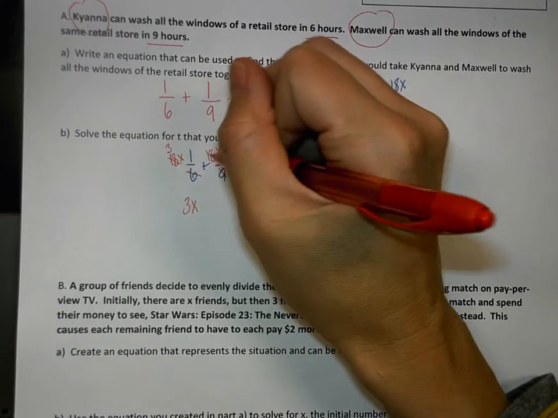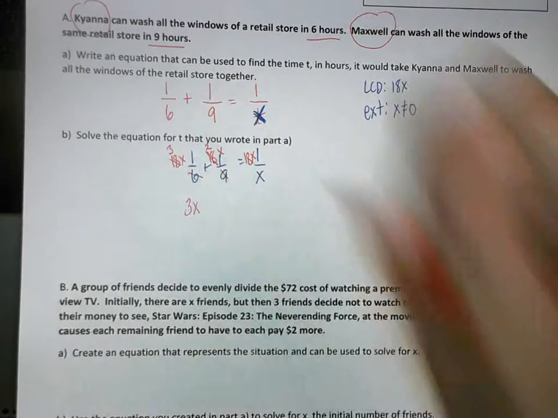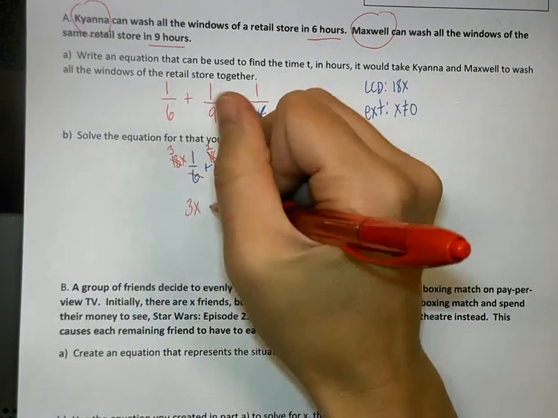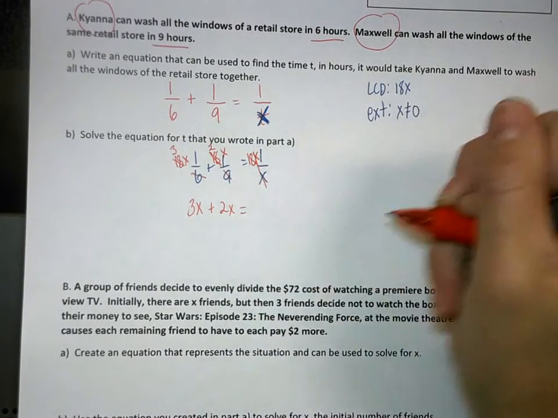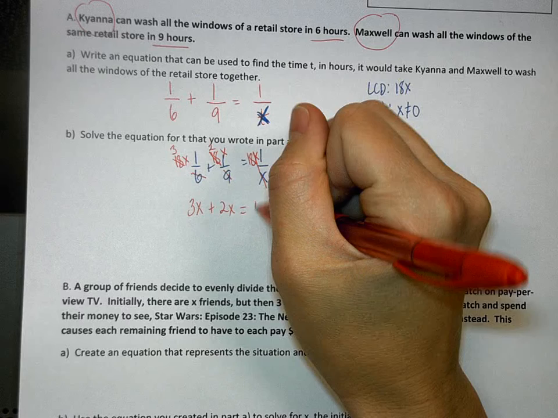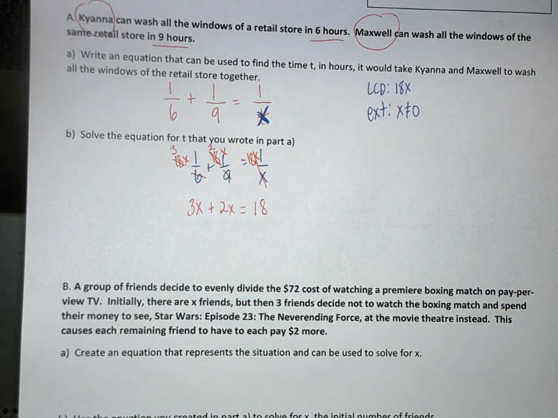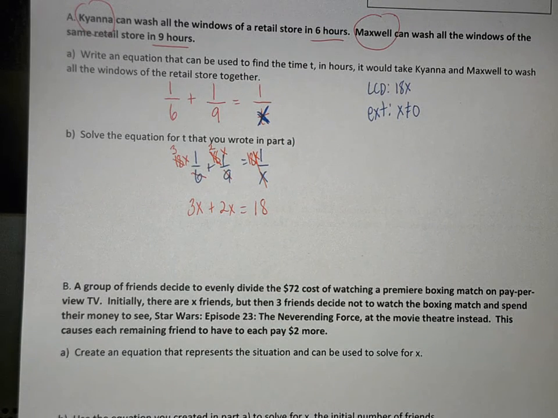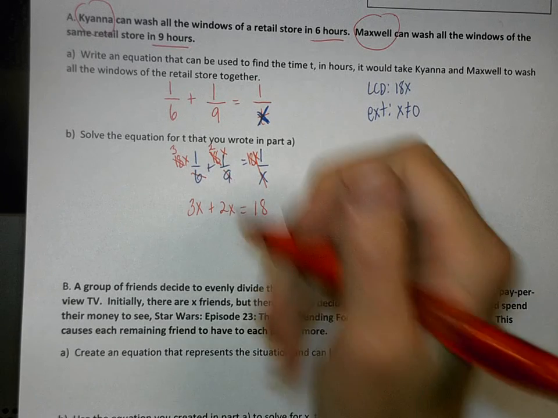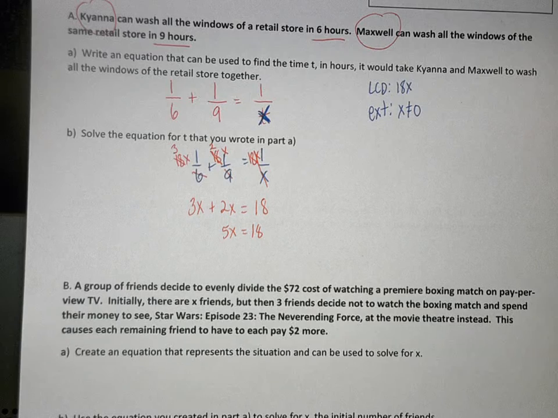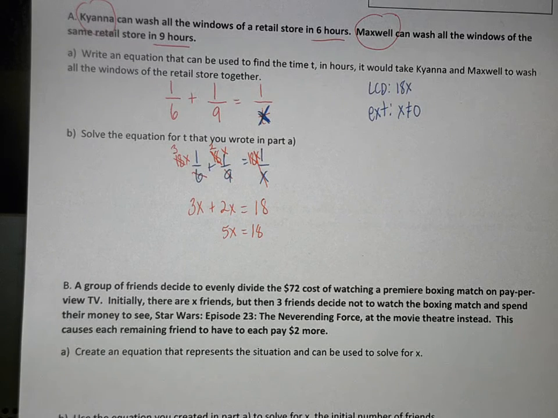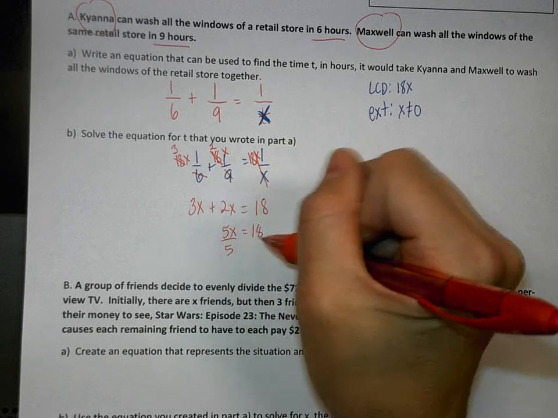Next one, 9 goes into 18 2 times. So we have 2 times x times 1, which is 2x. Equals, here the x's cancel out, and I just have 18. Right? Because the x is canceled. Okay, so then 3x plus 2x makes 5x. 5x equals 18. And what would I do to finish solving this one? Good, divide by 5 to both sides.